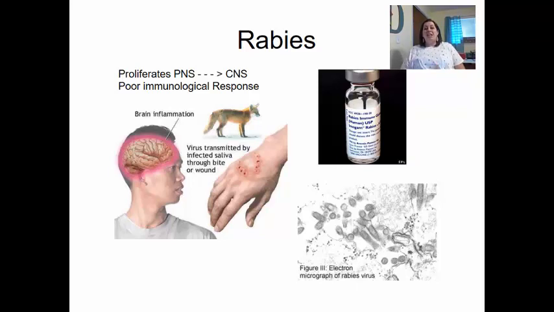We see that it is an issue because we have a poor immunological response. Our immune system does not respond very well to rabies, and one reason is because it gains access into the nerves. Recall we talked about this back when we talked about chickenpox and shingles. Once the virus gains access into the nerves, it's very hard for your immune system to find it and attack it.